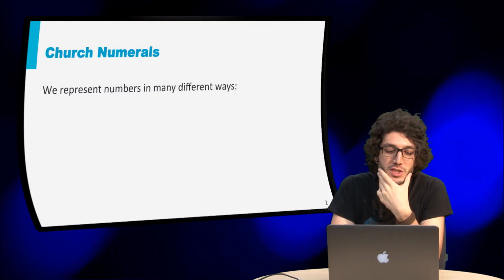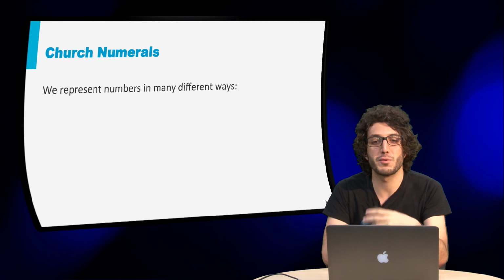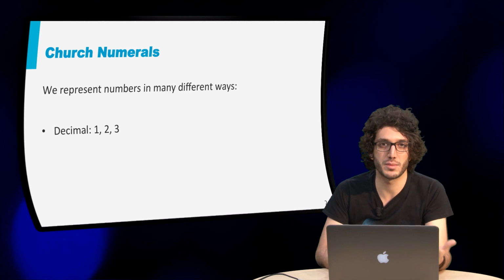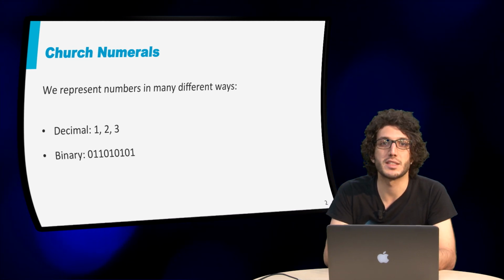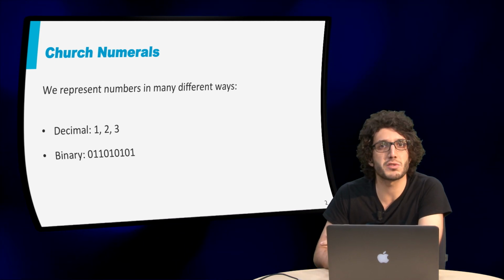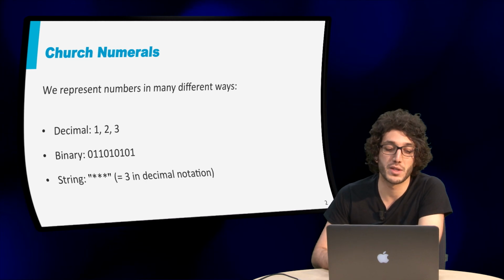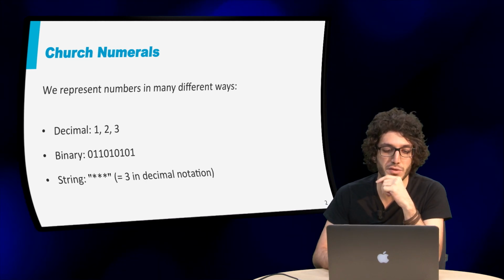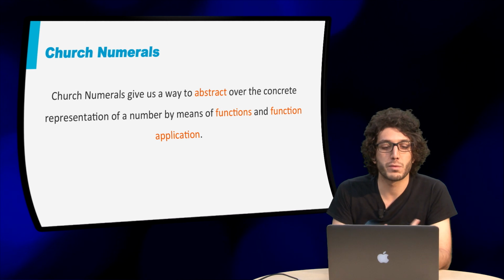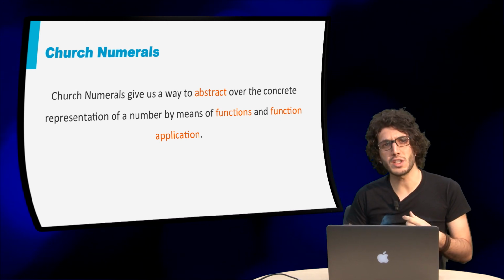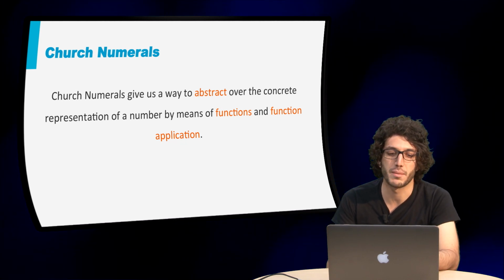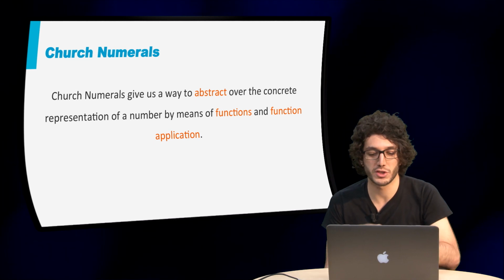When we think about the representation of a number, we can represent it in many different ways. We can represent it using decimal numbers, like 1, 2, 3. We can represent it using binary notation, so only using zeros and ones. But we can also represent it in any other way, for example, with a string of stars, in which each star represents a unit. Now, when we talk about church numerals, we talk about a way to abstract over this concrete representation of a number by means of functions and function definition.